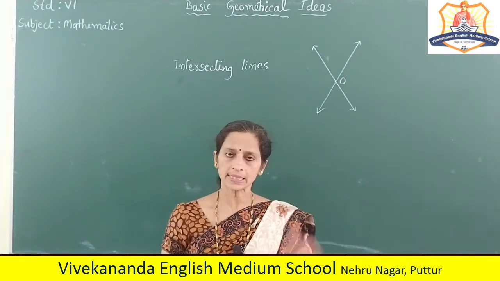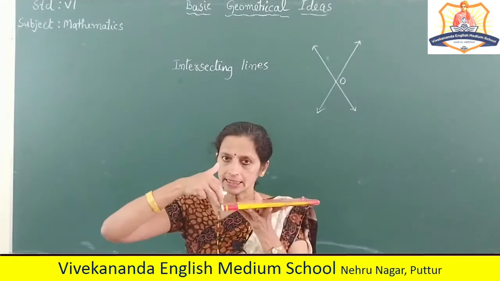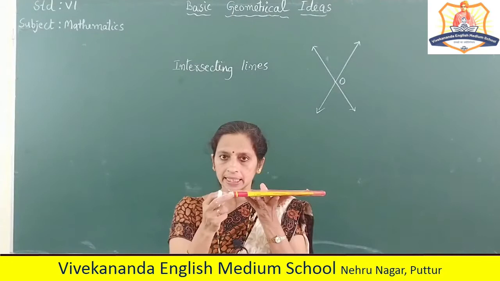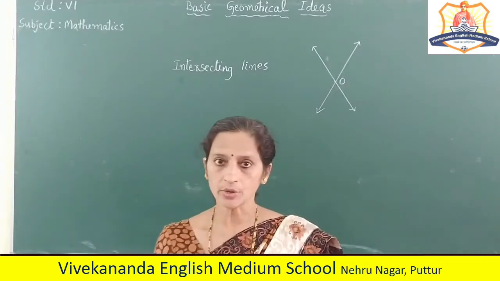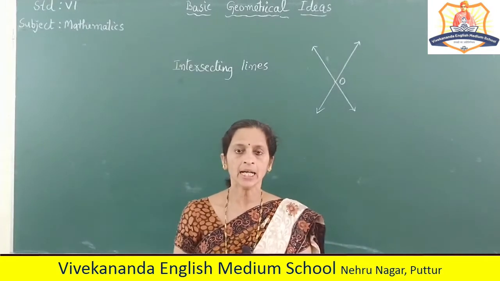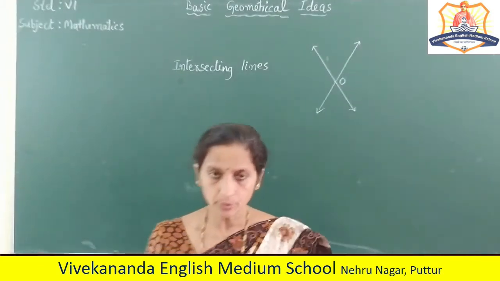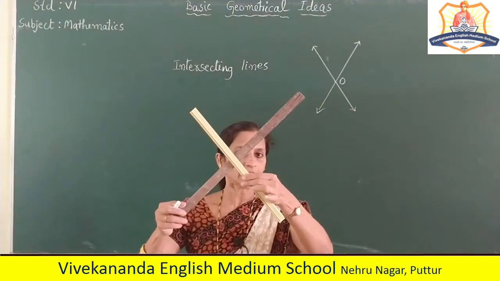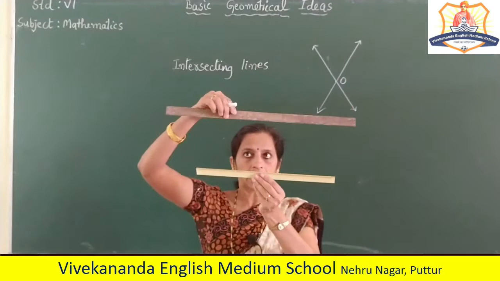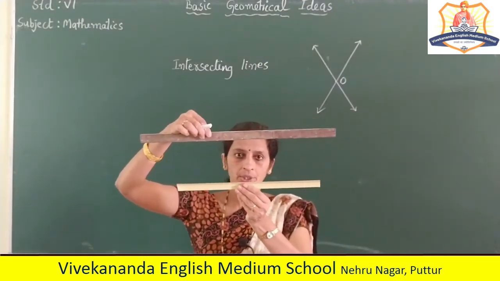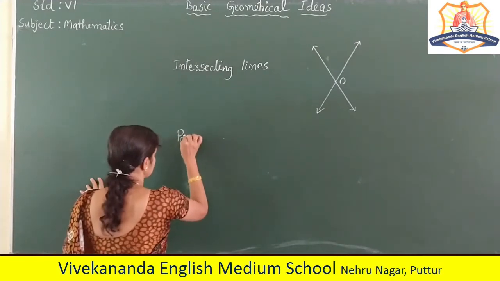You can see such intersecting lines around you. The edge of the book is one straight line, this is another straight line, and the two straight lines intersect at this point. So these two lines are intersecting lines. Even crossing roads, you can see two roads which cross at one point, and those two roads are also known as intersecting lines. If we keep two scales like this, these two scales also intersect each other at one point. Now instead of that, if the two straight lines are like this, what do we call them? We call these two lines parallel lines. So now we are going to see parallel lines.